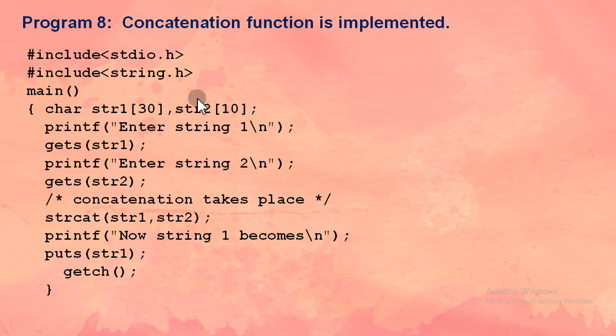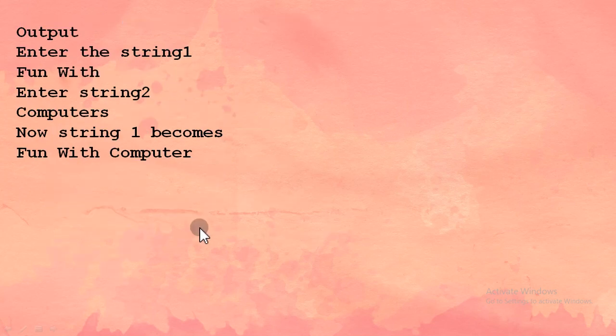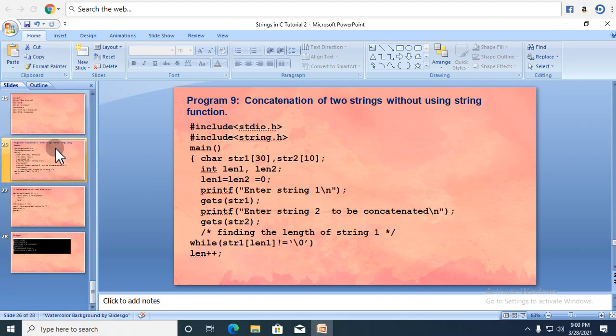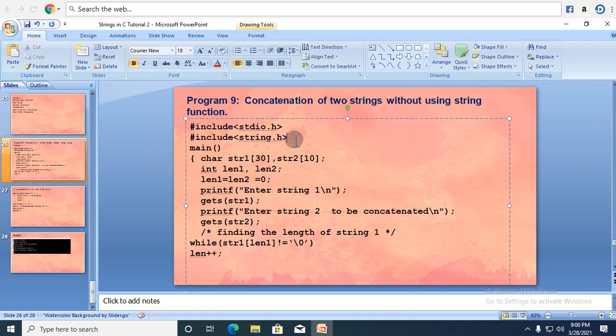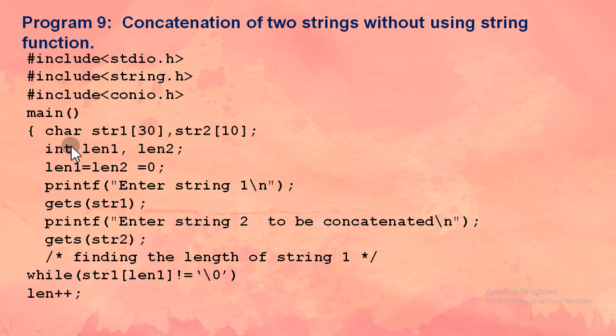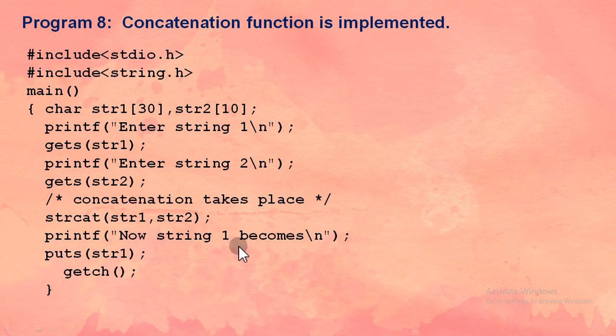Concatenation function is straightforwardly implemented over here. Since getch is there, I think we need to include conio.h. It's a very important thing. Anyway, we have been doing these programs, therefore here and there something will be missing, but we should take care that everything is entered, otherwise getch will never work. Concatenation of two strings, this we will see.